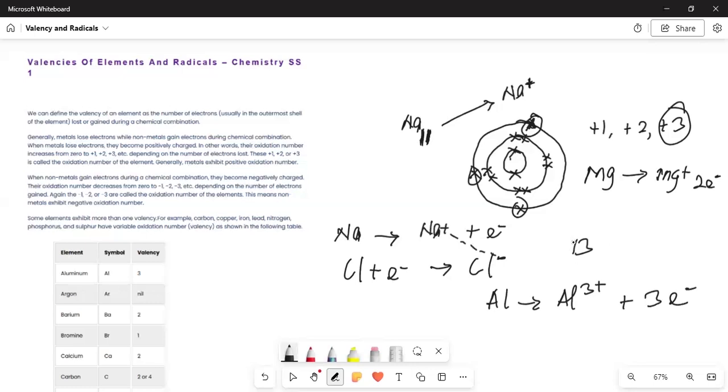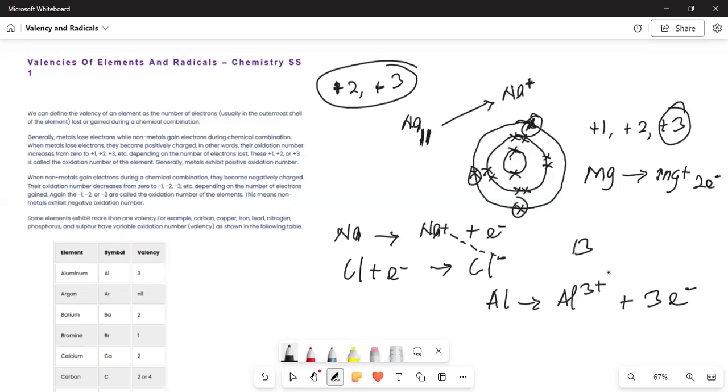Now, apart from having this single valency, there are some elements that have variable valency. That is, they can have more than one valency. A good example is iron. Iron has variable oxidation or variable valency. For example, it can have iron 2, the valency is plus 2, and also iron 3, the valency is plus 3. In short, there's iron 1, but it's not stable, so it doesn't exist in nature. That's why we consider only iron 2 and iron 3.